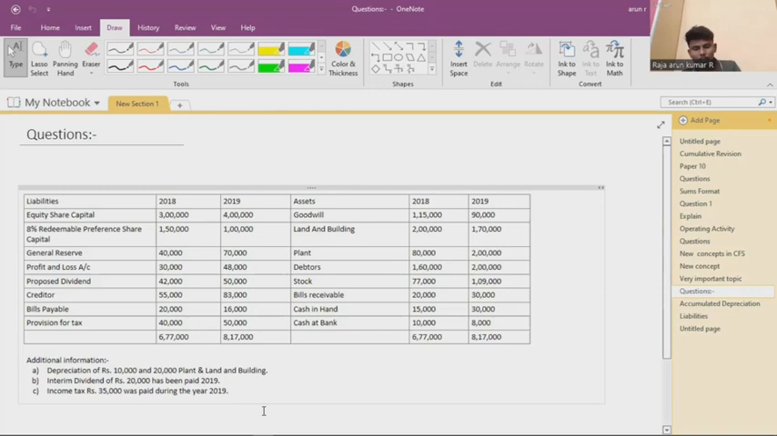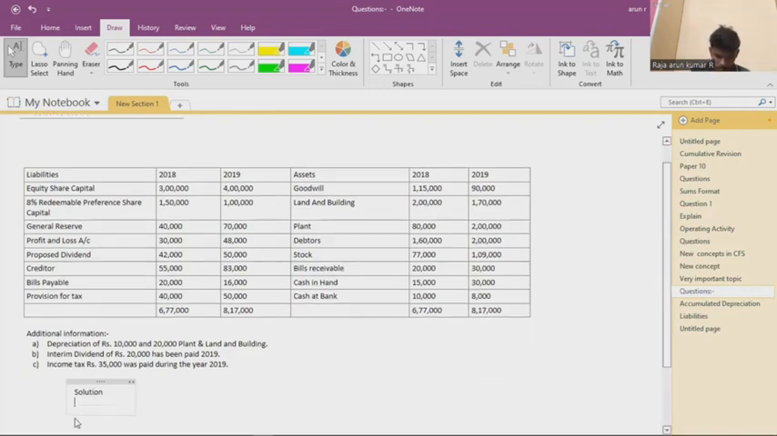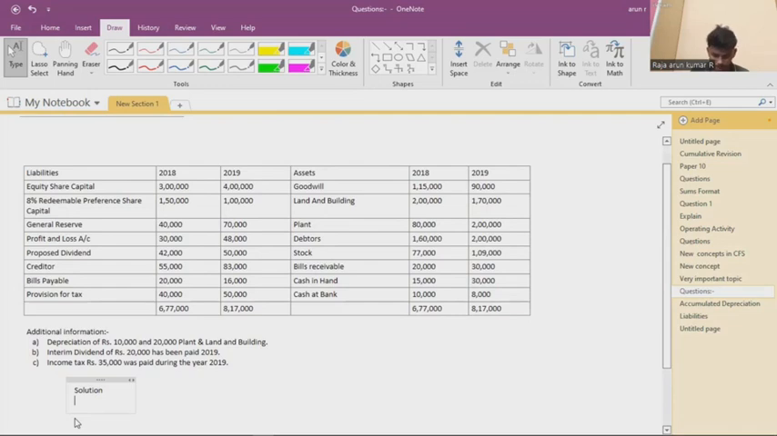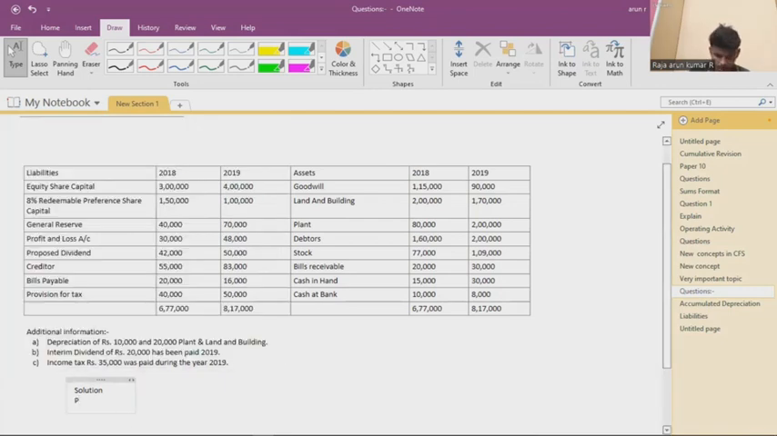In the proposed dividend, I give the explanation and solution. First thing, the proposed dividend they have given, the opening rupees.